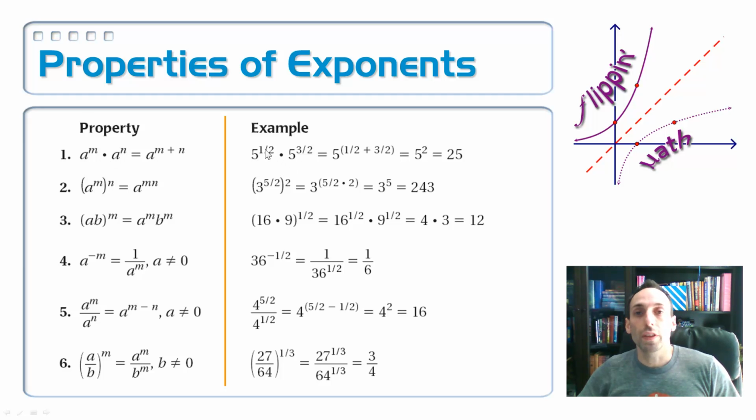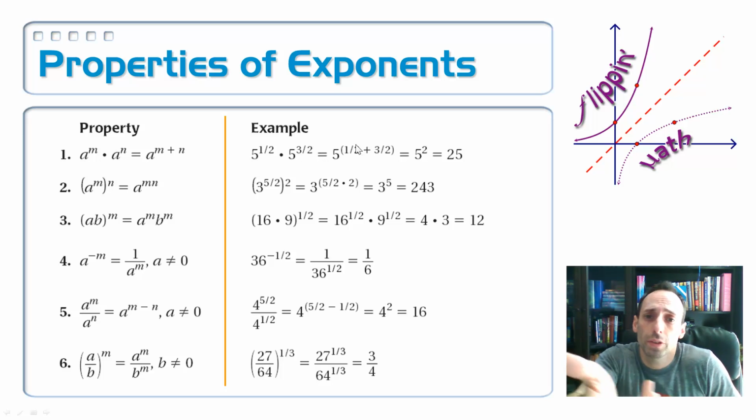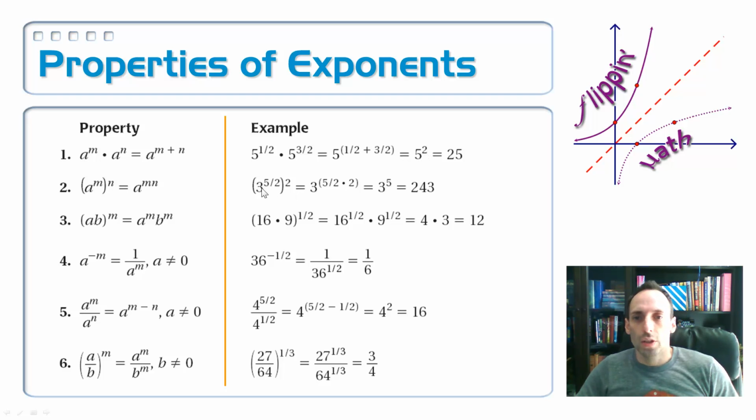So 5 to the half times 5 to the 3 halves, just add the two fractions, doesn't matter. Sometimes you get a common denominator, sometimes it's already given to you. Anyway, this one simplifies to 5 squared, and you can work that out. Okay, so the next one, number 2, is power to a power, so the power property. So 3 to the 5 halves squared, you multiply those exponents together, and the little 2's will cancel out, and that's 3 to the 5th, and so on.